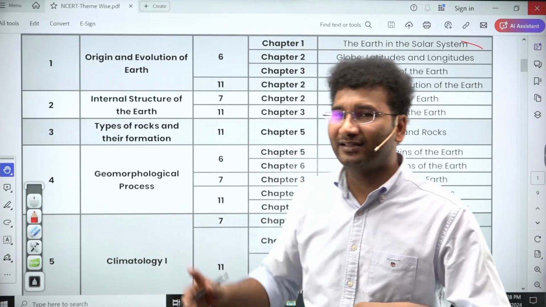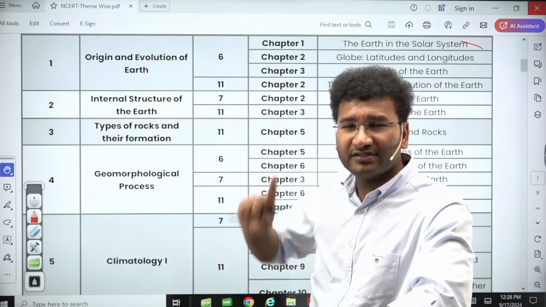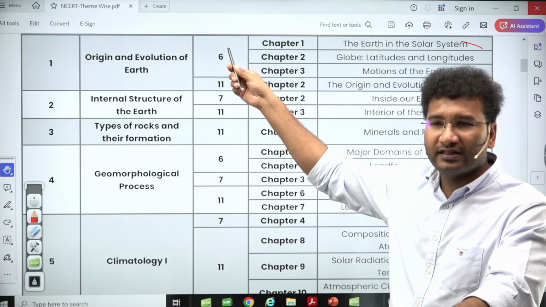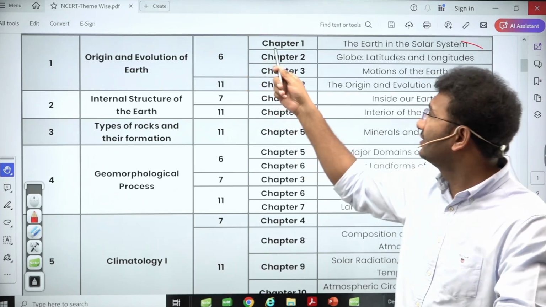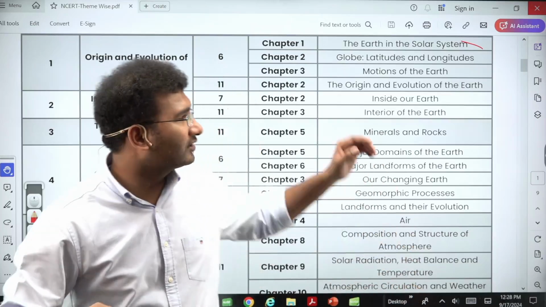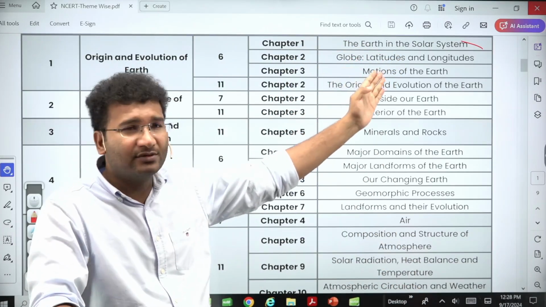As you all know, in the theme wise series, when you are reading the origin and evolution of the earth, the chapters that you are supposed to read are in class 6 and class 11. In class 6, read chapter number 1, chapter number 2 and chapter number 3. Now chapters 1, 2 and 3 talk about the earth in the solar system, the latitudes and longitudes as well as the motions of the earth.